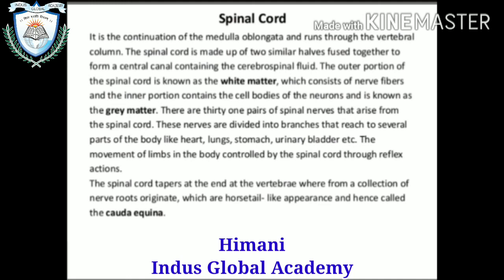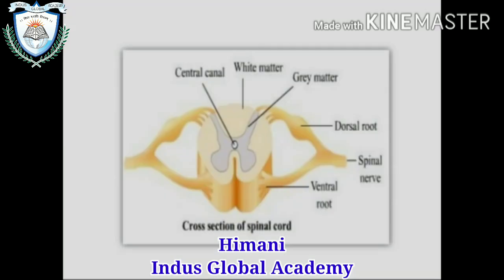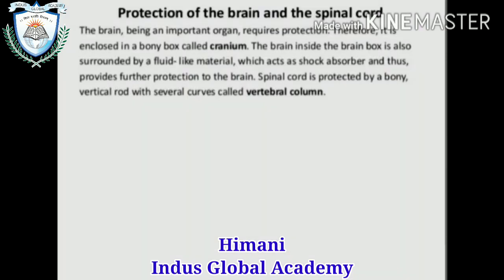Okay, that is the spinal cord. Please remember all these points. After that, there is a picture. In that picture, you can see the cross section of the spinal cord, and the white matter, gray matter, all these things you can see. After that, protection of the brain and spinal cord.